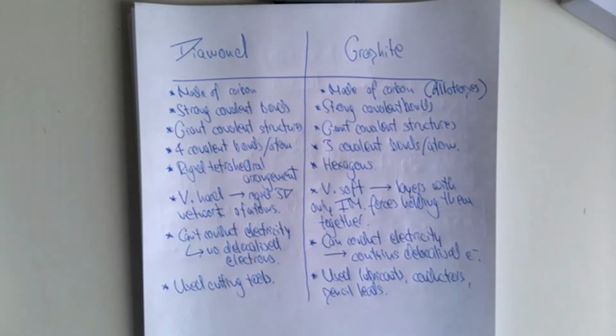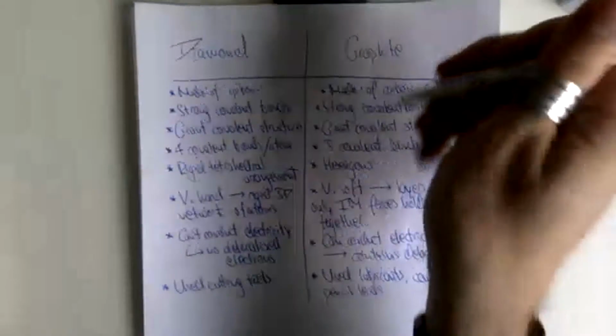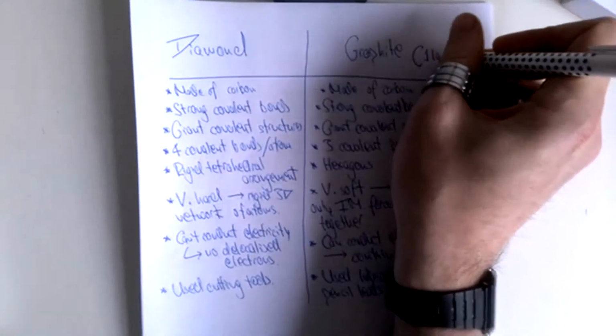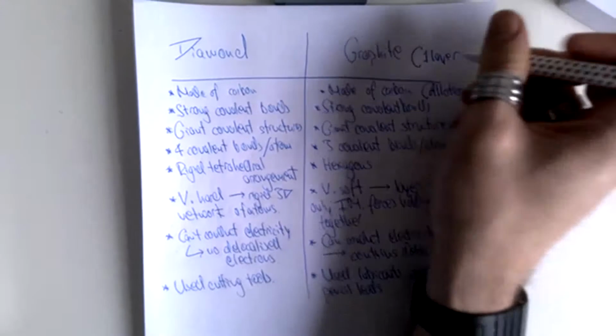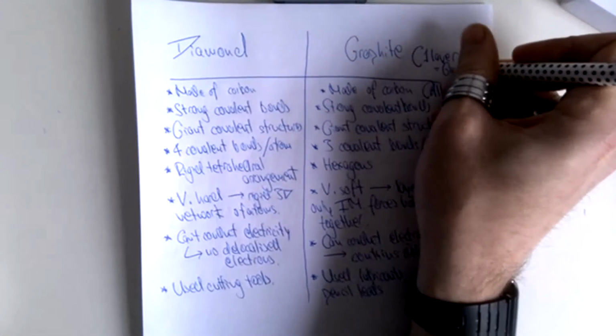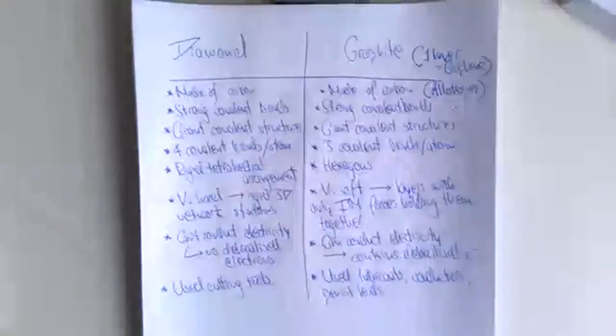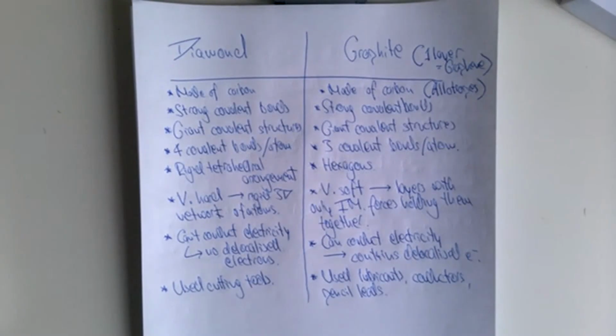So a brief summary there, just looking at the differences between our two examples of giant covalent structures in our allotropes of carbon, of diamond and graphite. And not to forget as well that one layer of graphite is referred to as graphene as well, and so can be used in its own right in things like circuit boards due to its very light, strong structure.